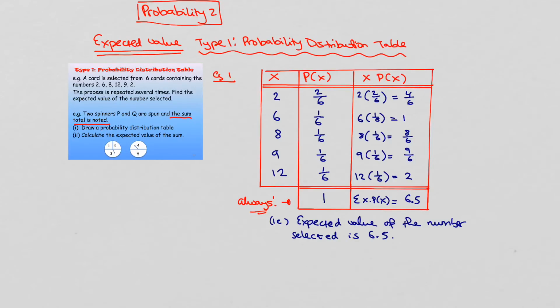Okay, so our next option was spinner Q, I should say, which had the numbers 4 and 5 on it, and we can see there is equal distribution on it. So in other words, we have a 50% chance of getting a 4, 50% chance of getting a 5.